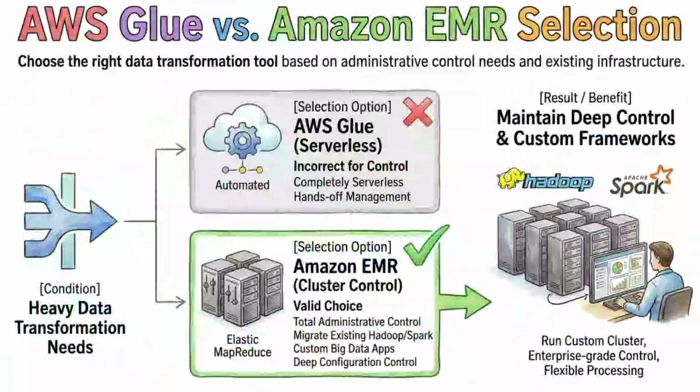Another fantastic tool for heavy data transformation is Amazon EMR, which stands for Elastic MapReduce. While AWS Glue is completely serverless and hands-off, Amazon EMR gives you total administrative control over the cluster of servers processing your data. It is widely used by enterprise companies that already have complex, custom big data applications running on frameworks like Apache Hadoop or Apache Spark.